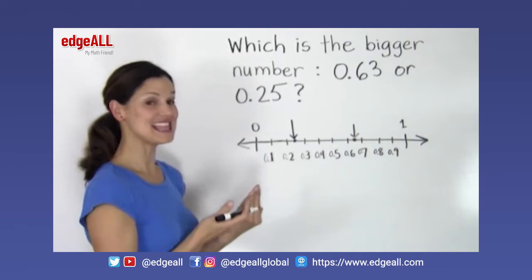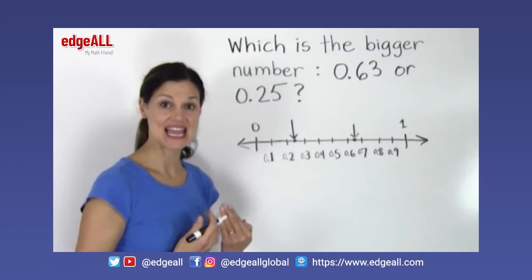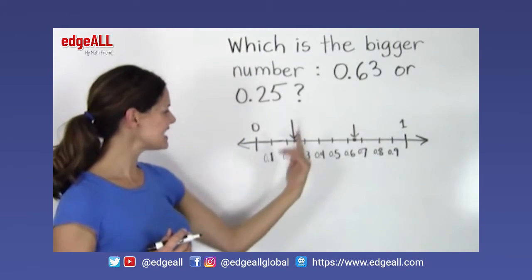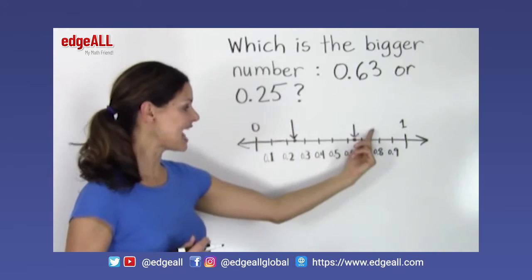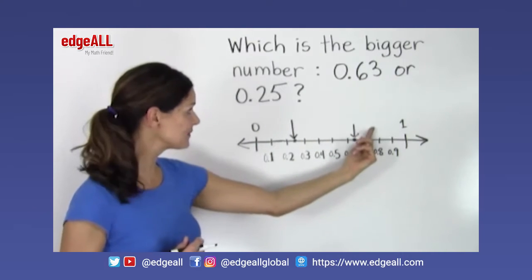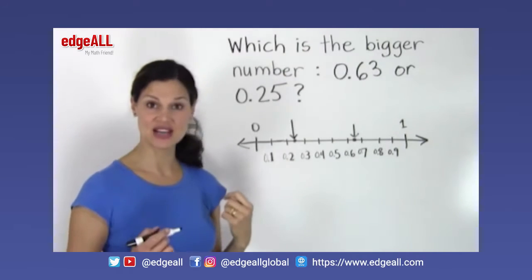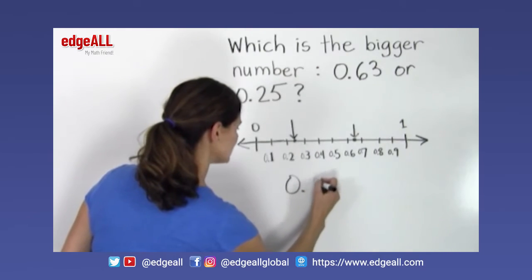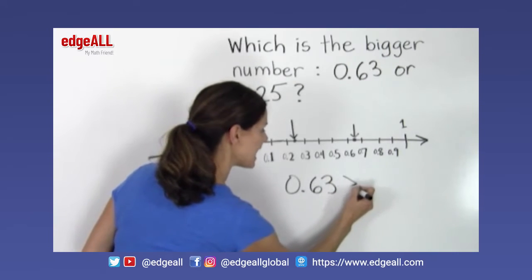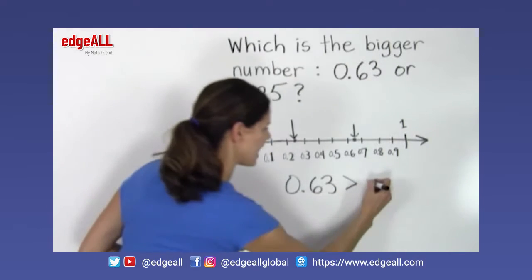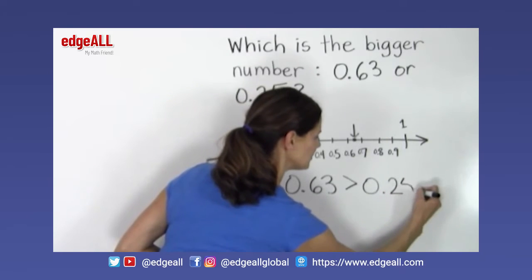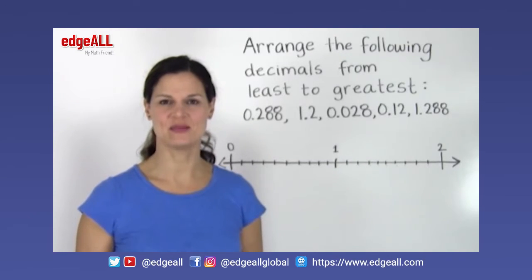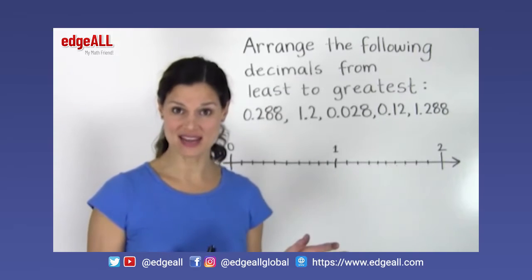Since we know that anything to the left on our number line is less than anything to the right, we can see that 0.25 is less than 0.63. Our question asked us which is the bigger number. So let's write our bigger number first in our solution, and we'll say 0.63 is greater than, the bigger number is bigger than, 0.25.